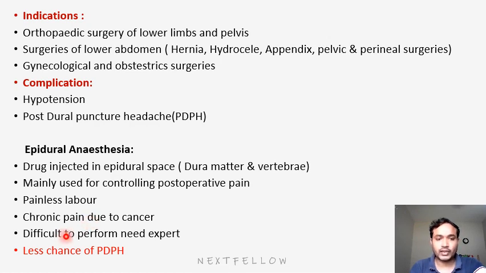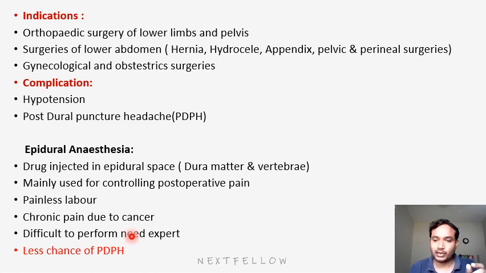Next, it is difficult to perform because it is complicated, as we have to find the epidural space, so it is not easy for everyone. We need experts to find the epidural space, because it is a very narrow space between the dura mater and the vertebrae. It is very narrow. Only by experience do we know that we are in the epidural space, because if we go beyond that, obviously we will be injecting into the spinal space, because if we enter the subarachnoid space, it belongs to spinal anesthesia.